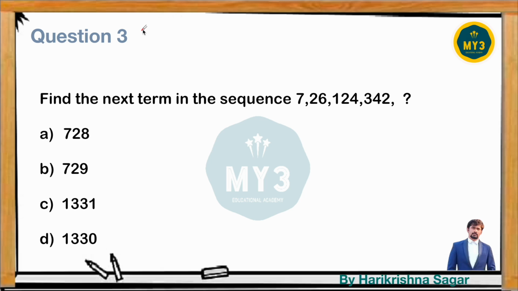Find out the next term in the sequence: 7, 26, 124 and 342. What is the next term available in this sequence? If you observe, it started with a single digit and went up to a 3-digit number. If you carefully observe these numbers, you can understand they have a relation with cube numbers.